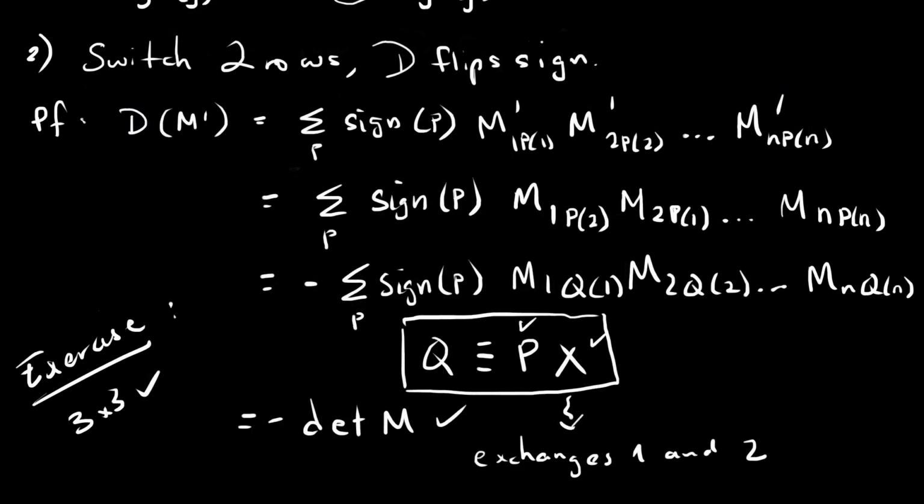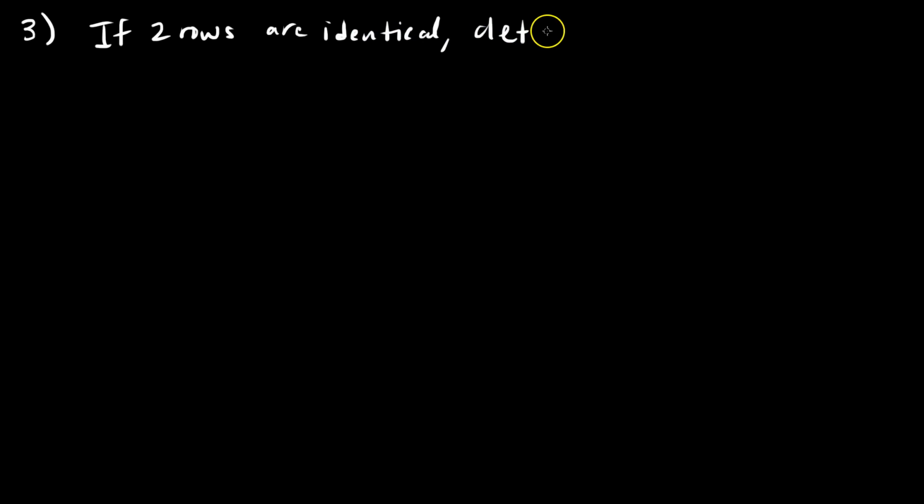I have a couple more properties for you guys to just experiment with. Okay. Here we go. Number 3. Third property is if two rows of a matrix are identical, then the determinant is 0. Okay, that's an interesting one.